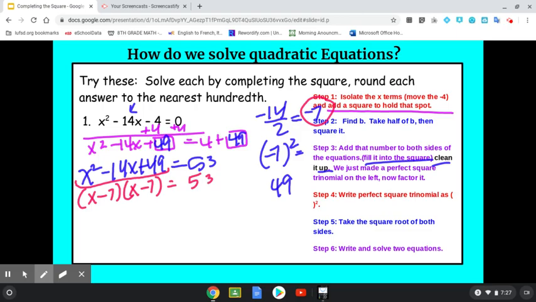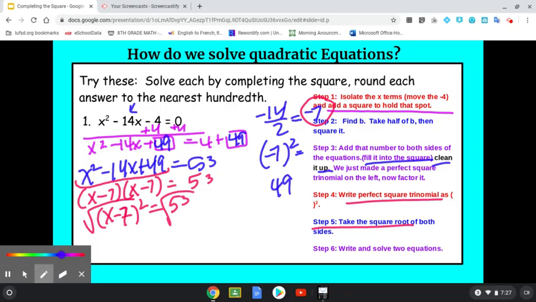Now our next step, step 3, is write as a perfect square trinomial, which is x minus 7 squared equals 53. And then our next step, step 5, is take the square root of both sides, which just means put that little symbol there. Pause the video, make sure you get this down. Now we square root that to get the x minus 7 out of the square root sign. But we have to remember it's a plus or minus radical 53 on this side.